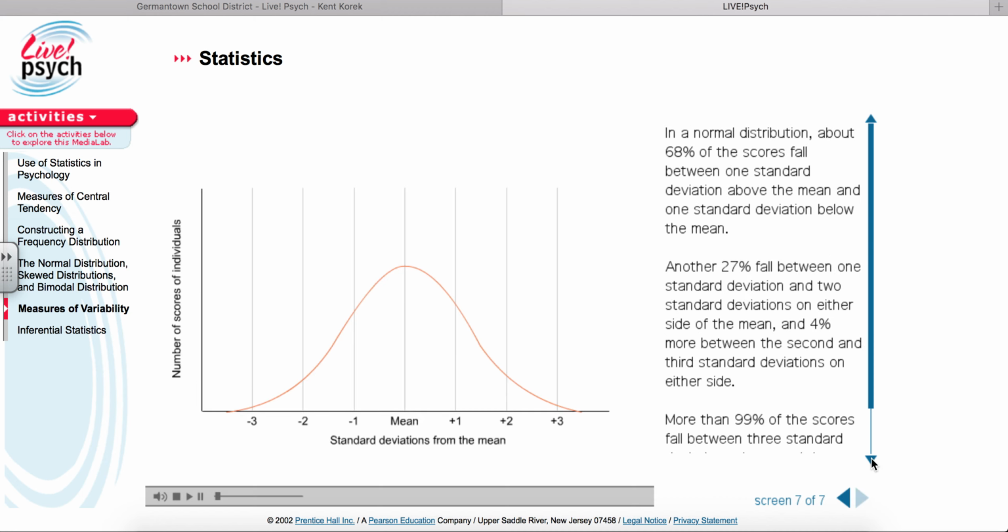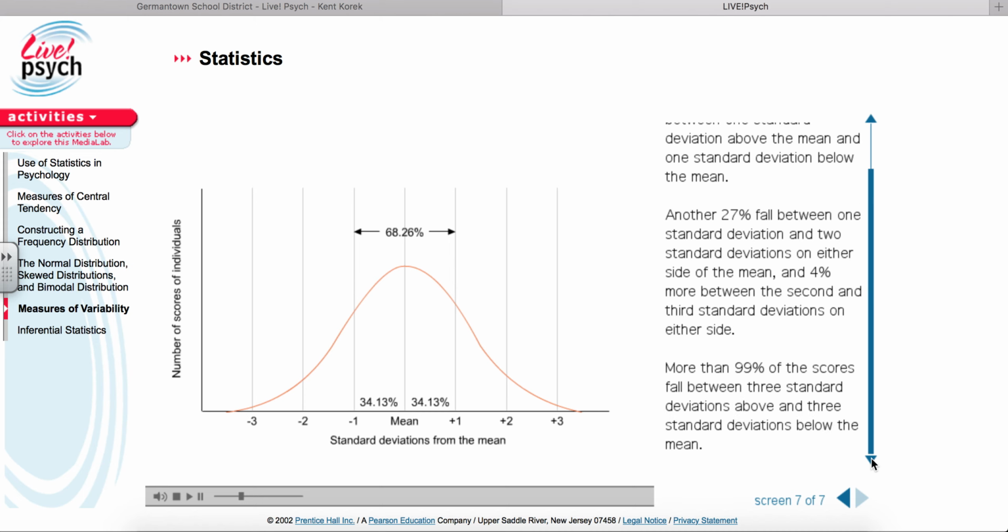In a normal distribution, about 68% of the scores fall between one standard deviation above the mean and one standard deviation below the mean. Another 27% fall between one standard deviation and two standard deviations on either side of the mean, and 4% more between the second and third standard deviations on either side. More than 99% of the scores fall between 3 standard deviations above and 3 standard deviations below the mean.